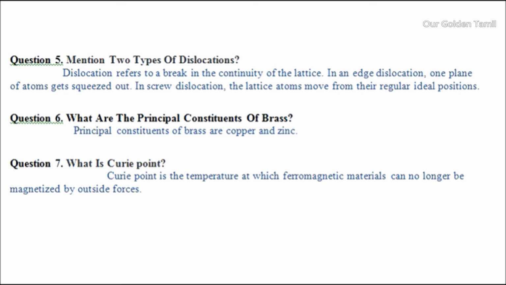Question 6. What are the principal constituents of brass? Principal constituents of brass are copper and zinc. Question 7. What is Curie point? Curie point is the temperature at which ferromagnetic materials can no longer be magnetized by outside forces.